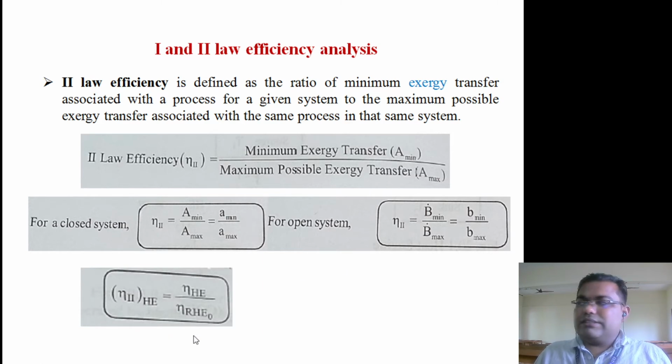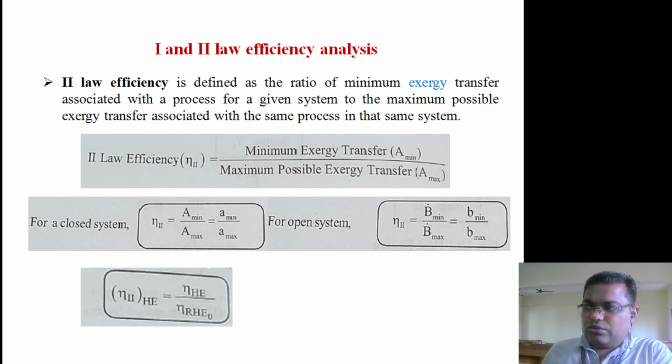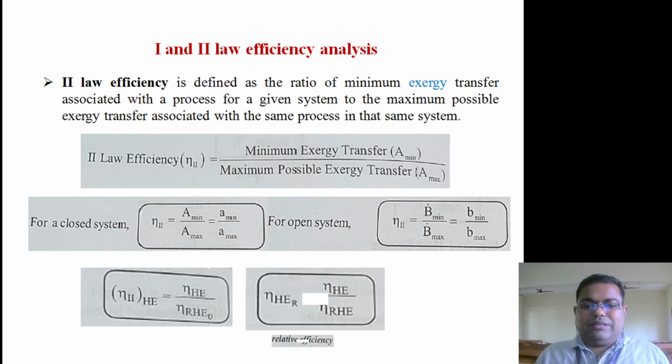So if you want to define the second law efficiency of a heat engine, it is nothing but the efficiency of the actual heat engine divided by the efficiency of the reversible heat engine. This R represents the reversible heat engine, which is operating between a temperature T and the temperature of the surroundings. So the lowest temperature will be the temperature of the surroundings and the maximum temperature will be the temperature of the source. So the second law efficiency of a heat engine is the actual heat engine efficiency divided by the reversible heat engine efficiency operating between the given source temperature and the atmospheric temperature, T naught.